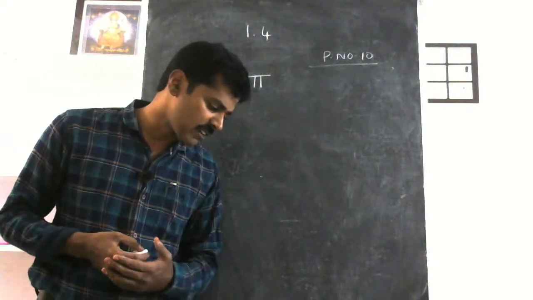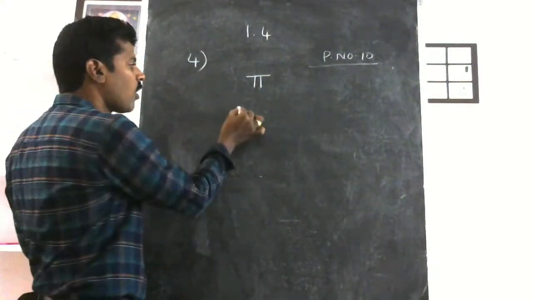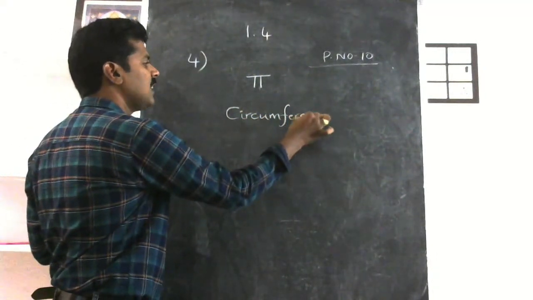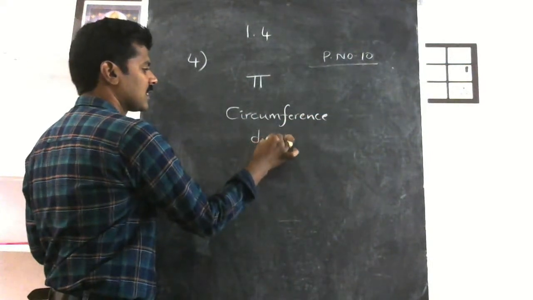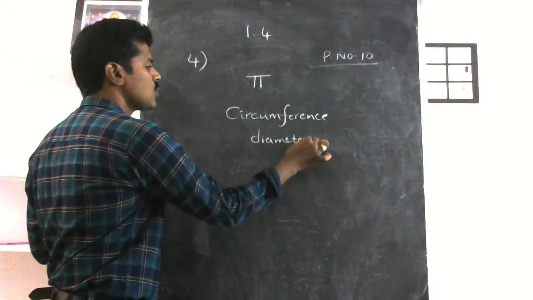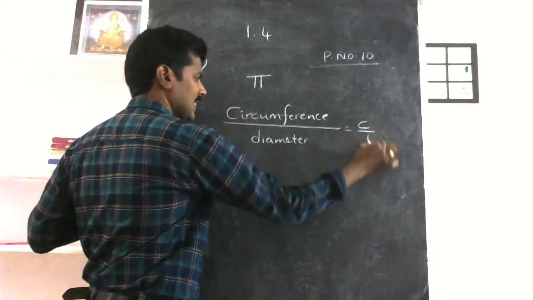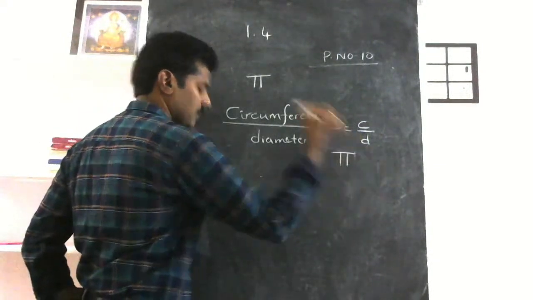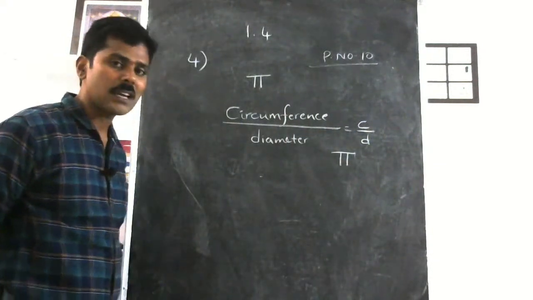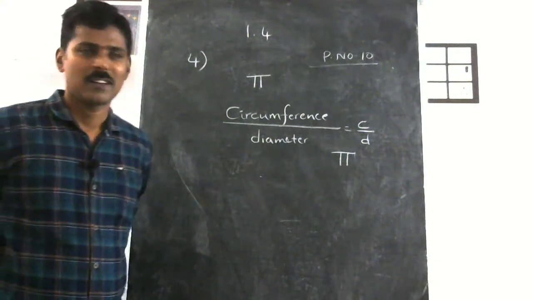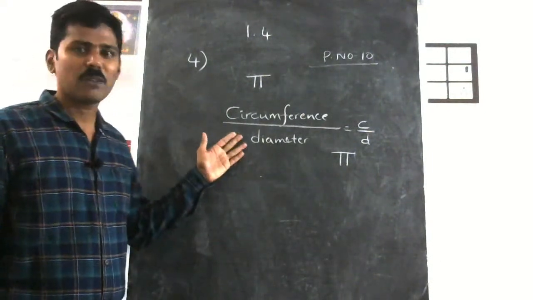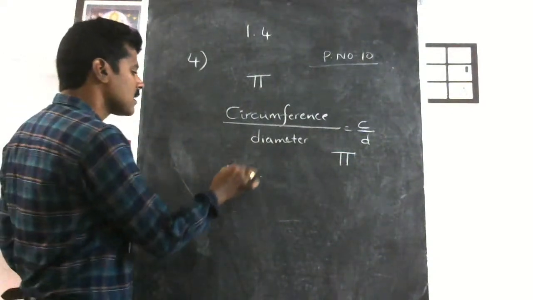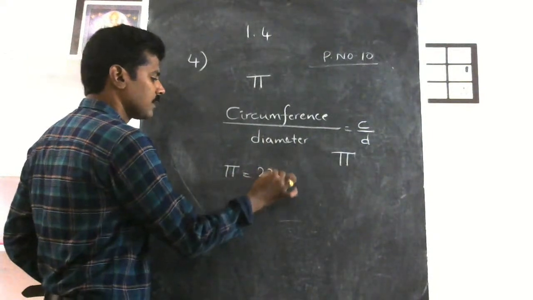The ratio of circumference to the diameter of the circle, ratio of circumference and diameter. If you take the ratio of these two, C by D, we say it is represented by pi. But we say that pi is an irrational number. We are taking a ratio, but we are saying this is an irrational number. And generally in calculations, we will take pi is equal to 22 by 7.